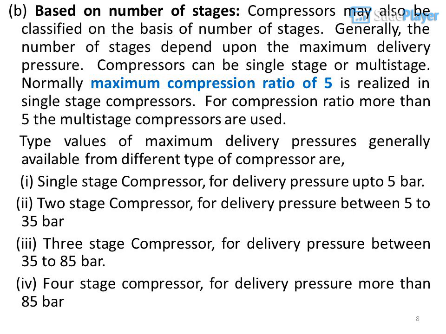Typical values of maximum delivery pressures generally available from different types of compressors are: 1. Single-stage compressor, for delivery pressure up to 5 bar. 2. Two-stage compressor, for delivery pressure between 5 and 35 bar. 3. Three-stage compressor, for delivery pressure between 35 and 85 bar. 4. Four-stage compressor, for delivery pressure more than 85 bar.